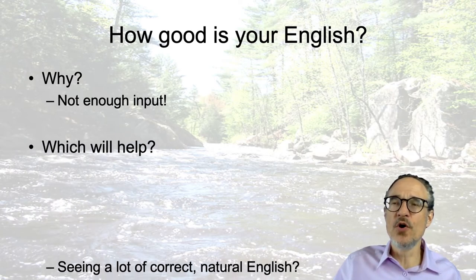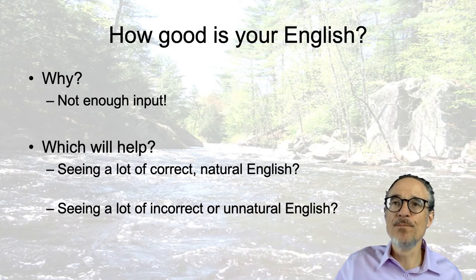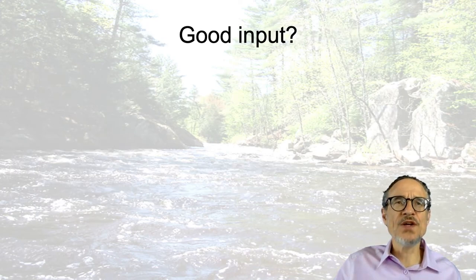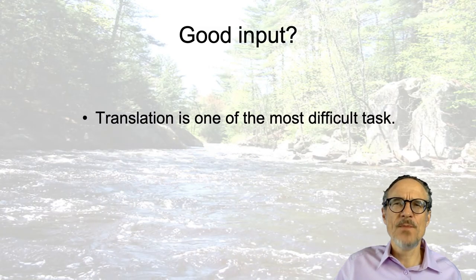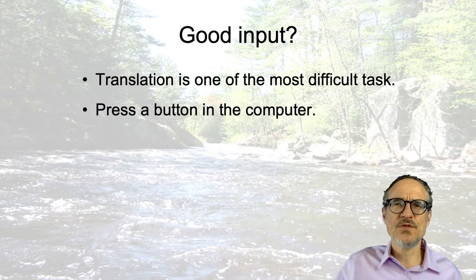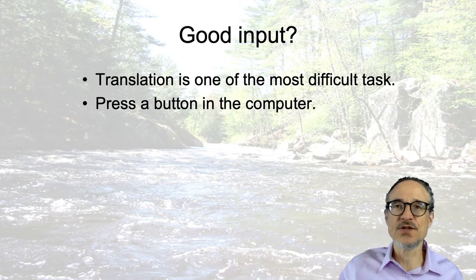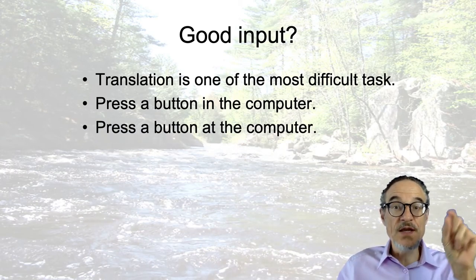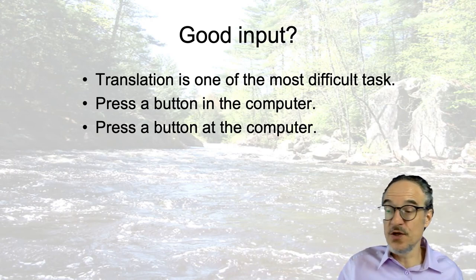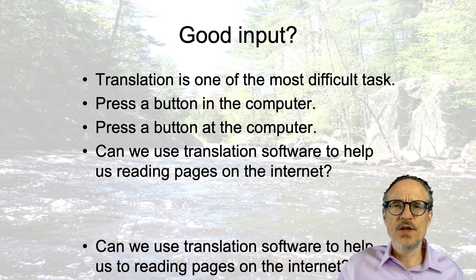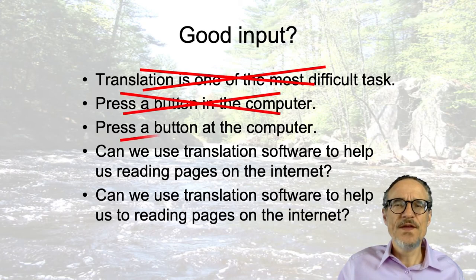So when we're looking at input, which is better, to see a lot of correct natural English or to see a lot of incorrect or unnatural English? Is this good input? So for those questions before, where you have a sentence that's bad English, and you have to find the good English, what you're doing now is you're looking at a bad English sentence. When there are choices of words, many of the words are the wrong word, you're putting the words in. Again, lots of bad English sentences on the internet. This is all bad English.